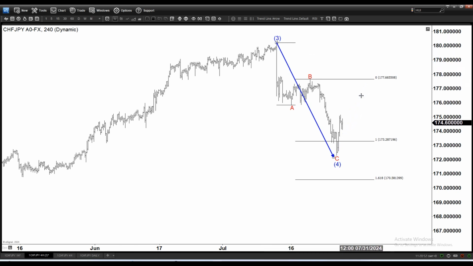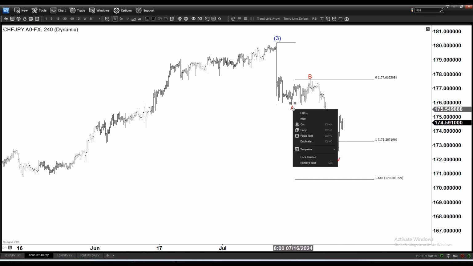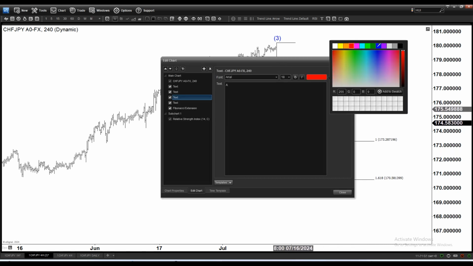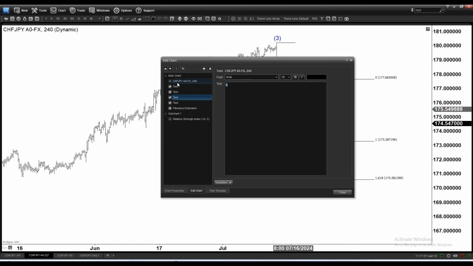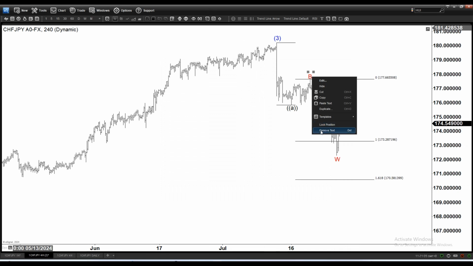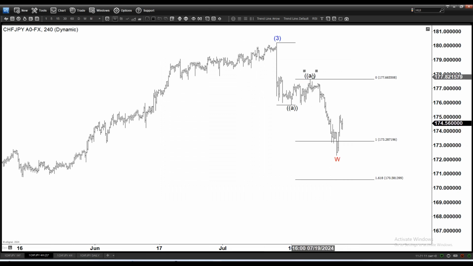Now even if this is not, let's hypothetically say this is W, right? So that means this is a lower degree A, and this is a B, and this is a C, right? So that's for hypothetical reasons, let's call it this way.